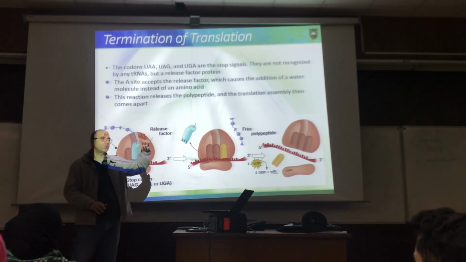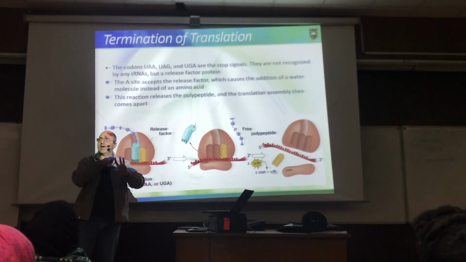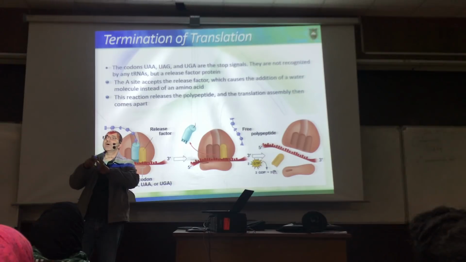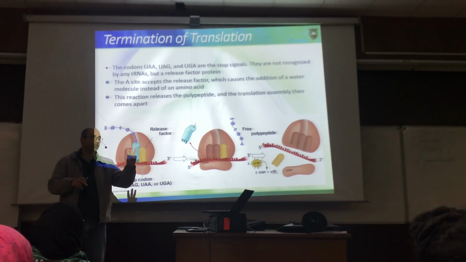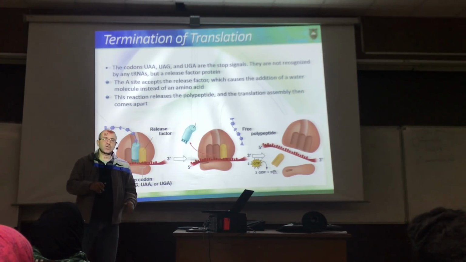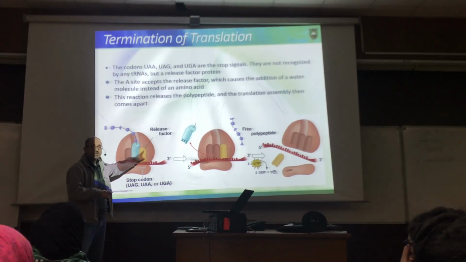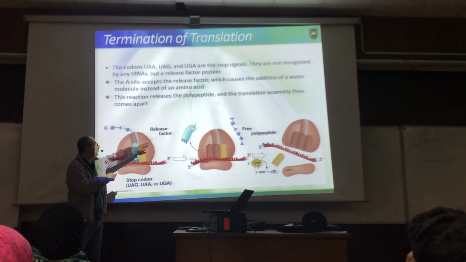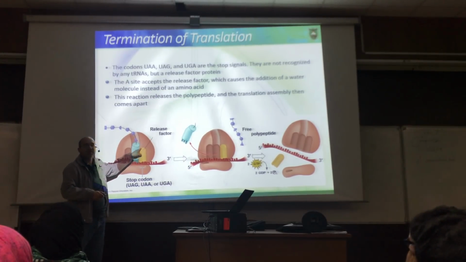We have 3 stop codons. Again, UAA, UAG, and UGA. And there is no tRNA for any of the 3. There is none. So the A site stays empty, waiting for a tRNA, but there is no tRNA, so what comes in is a protein known as release factor.